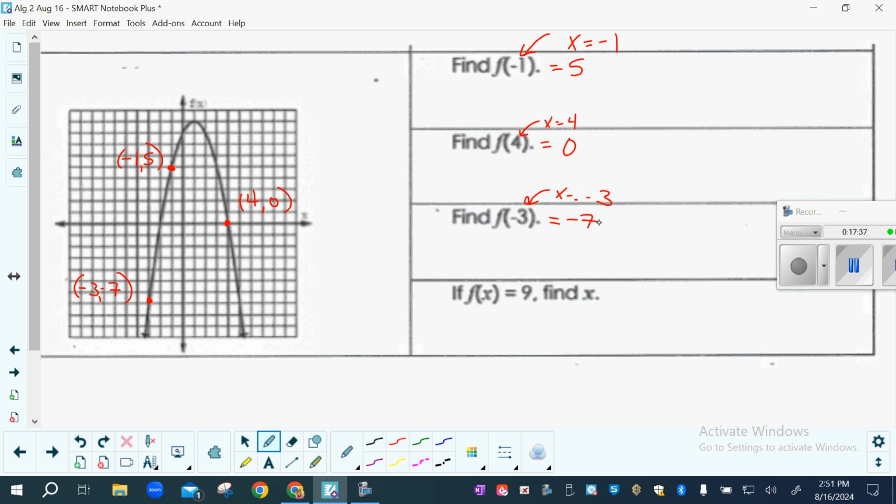And last one. This time we say f of x is 9. So what does 9 represent? It represents the y value this time. So our y value is 9. We're going to look on the y-axis for positive 9. 1, 2, 3, 4, 5, 6, 7, 8, 9. So that's this point here. We'll go left or right. So there's the point on the graph. What is that x value? 1. So x is equal to 1.